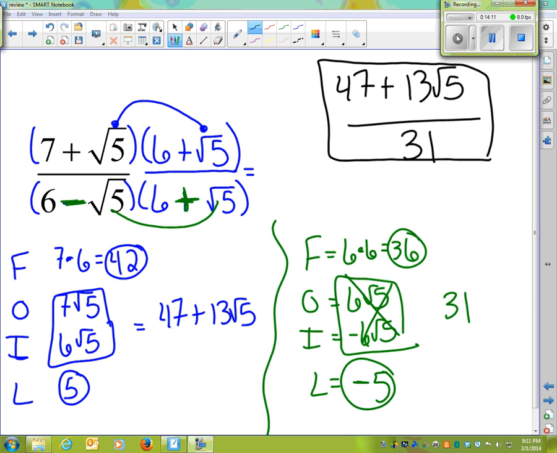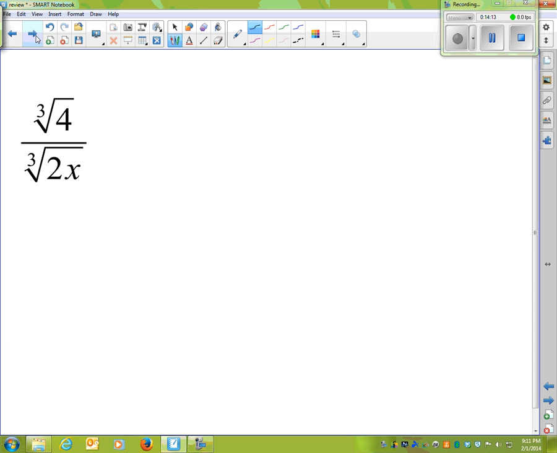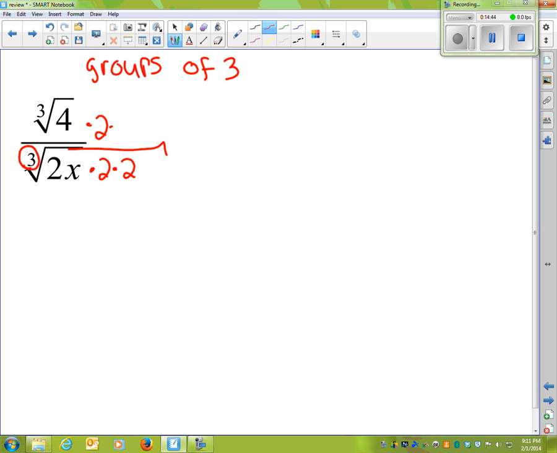Our last problem for this portion is not quite as intense. I need to rationalize my denominator, but I only have one term. So I look here, and I see a cube root. That means I'm looking for groups of 3. So I'm going to extend out the radical. I have a 2. If I want groups of 3, that means I need 2 more. And if I put them in the denominator, I also put them in the numerator.